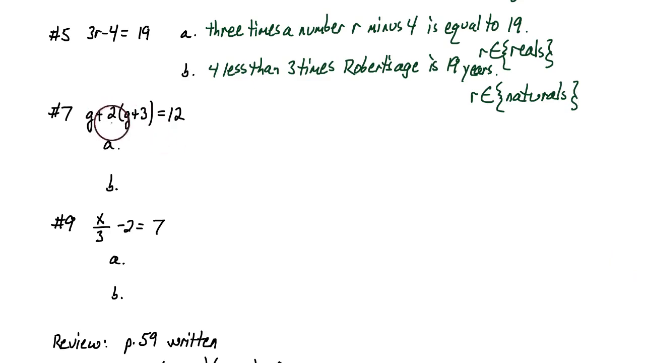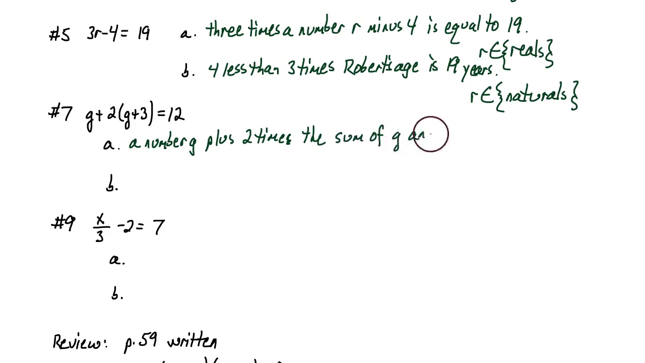Next, number 7. For one interpretation, let's just write out in words how you might speak that. A number g plus 2 times the sum of g and 3 is 12. A suitable domain for g is that it could be an element of the real numbers.